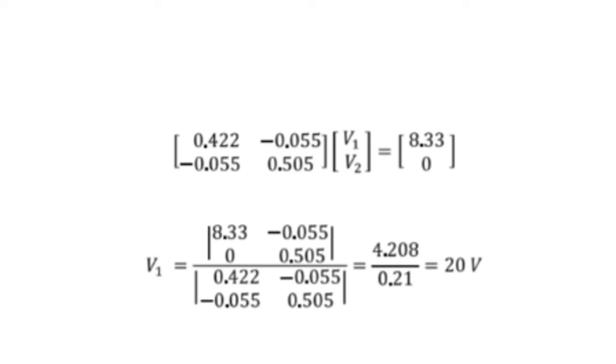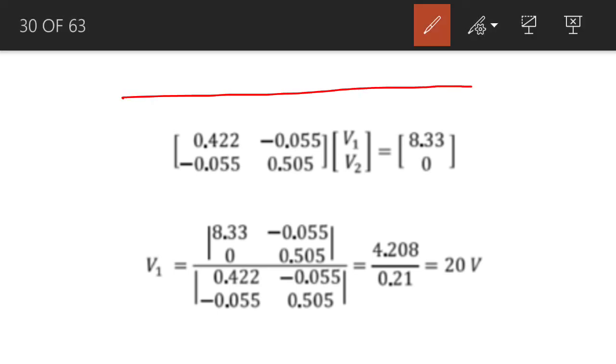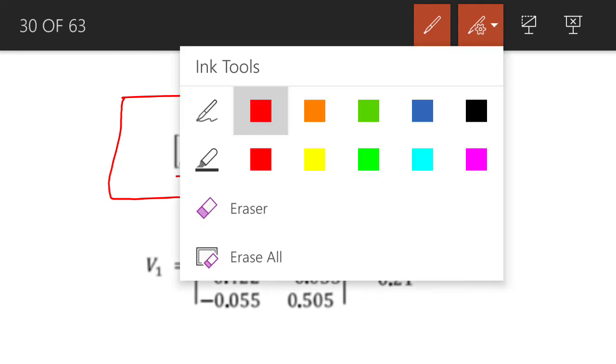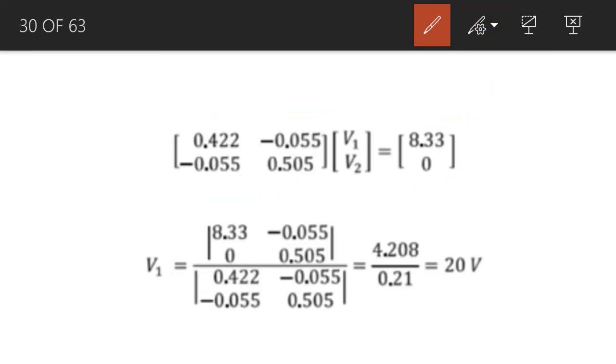Here are the standard node equations for the given circuit. G11 is 0.422, G12 is minus 0.055, G21 is minus 0.055, G22 is 0.505. Ig1 is 8.33 ampere, Ig2 is 0 ampere. So we calculate V1 and V2 with the help of Cramer's rule. Let us calculate V1 first.